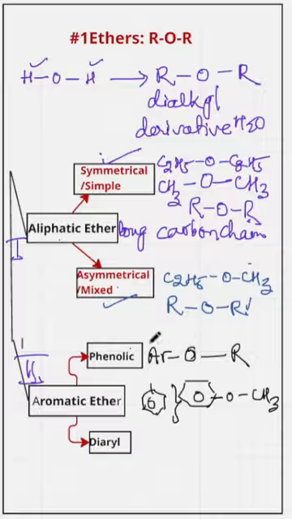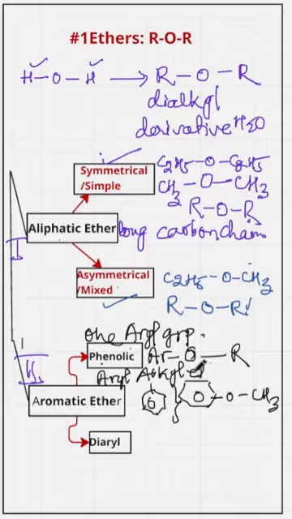So phenolic ether means there should be one aryl group. If there is one aryl group, then it is known as a phenolic ether. This is also known as aryl alkyl ether. Aryl alkyl ether. I hope it's clear.